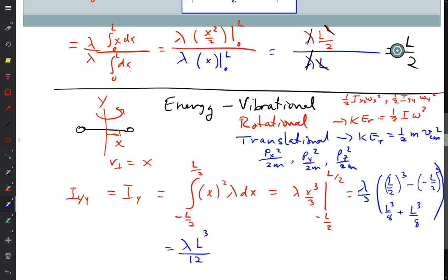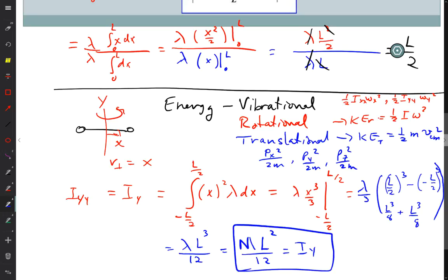That's not the way it showed up in the table. Why is it not the way it showed up in the table? Because the table puts mass in. I have lambda, so how do I convert from having lambda to having mass? Substitute M over L. Yeah, lambda is equal to M over L. And so that means I'll just cancel out one of the L's. And so I have M L squared over 12. So that's the moment of inertia if it's rotating about the center.